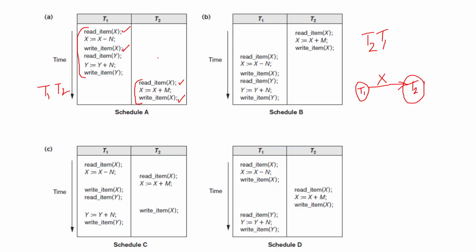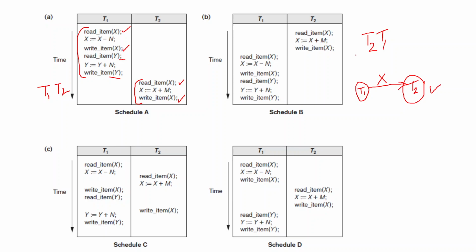Now we have got a read item Y, but there is no conflicting operation here. Write item also there is no conflict. So this is our precedence graph. So here we see there is no cycle, and so it is actually a serializable schedule. Basically, it is a serial schedule. So it is okay, right? It is serializable as well.